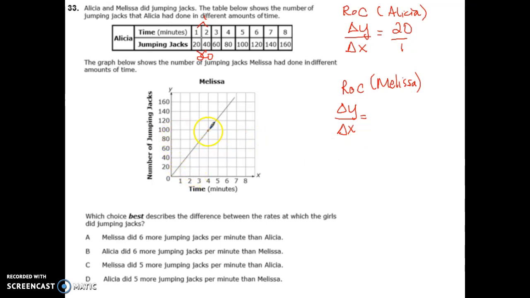Okay, I was about to say, it's not even an option. Notice that none of the choices said equal, so we know we made another mistake. Okay, so this is 100. This is the dot right here, over 4. And then Melissa has 5 more than Alicia, or Alicia's jumps are 5 less than Melissa's. Therefore, the answer to number 33 would be C.